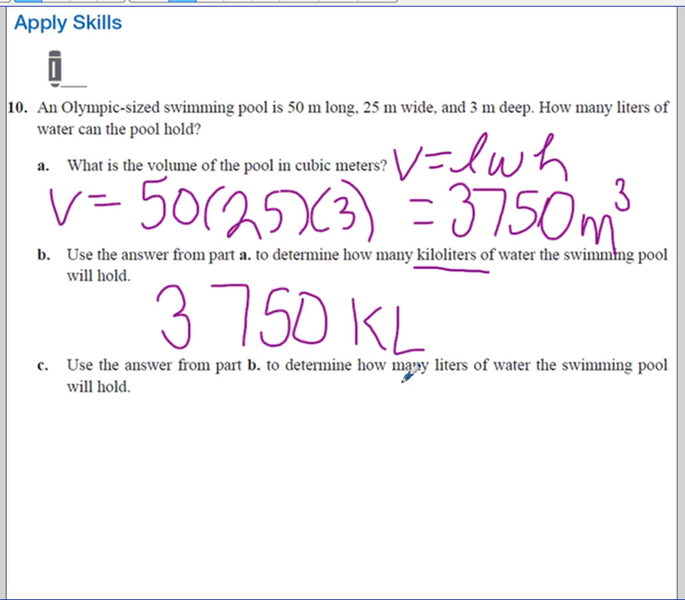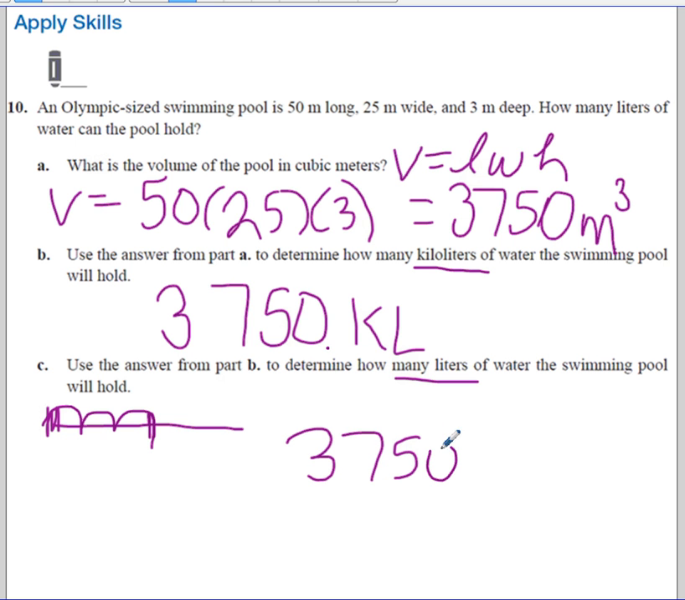And now we're going from kiloliters to liters. How many is that? Well, if we're looking at our number line, if we're imagining that kiloliters was out here, liters is in the middle, and there's 3 spaces to get there. So that means we have to move the 3 spaces to the right. Here's our decimal, so that means we're adding 3 zeros to it. 3750, and then we'll add 3 more zeros. And that's how many liters we have: 3,750,000 liters.